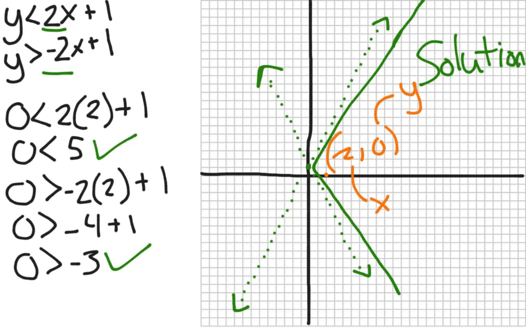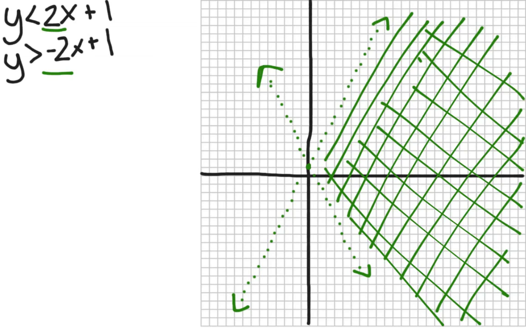So to finish the problem, I need to shade this entire region. So I've shaded the entire region. That means any point that I pick in that region is a solution to the system of inequalities.